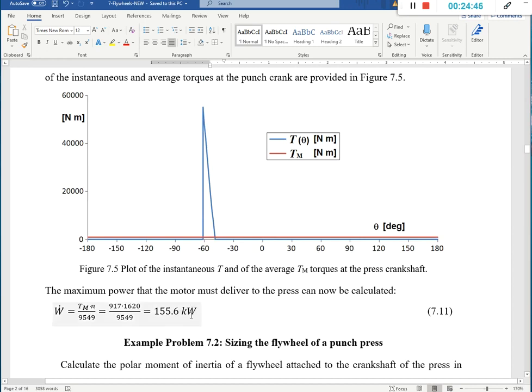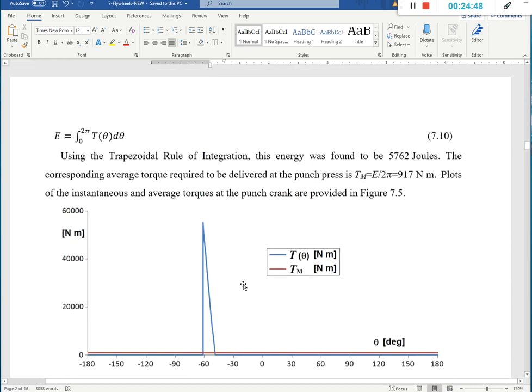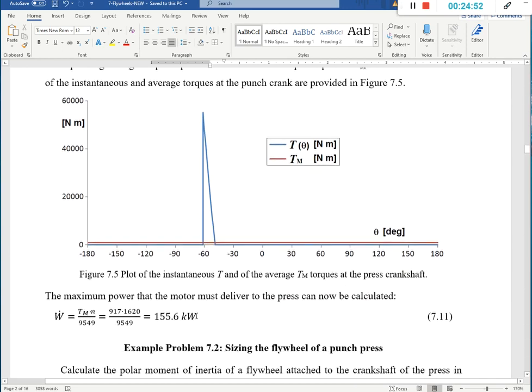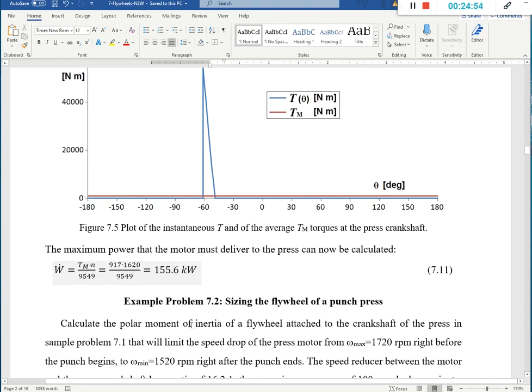I have this power in kilowatts. So you see here mean torque and RPM. This is how you get the power when you know the torque and you know the RPM. Both, one came from calculation and the other one is given.